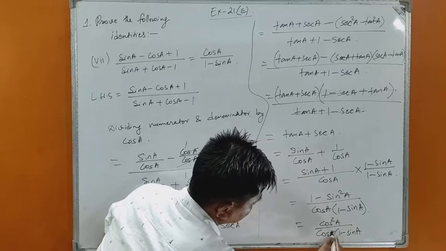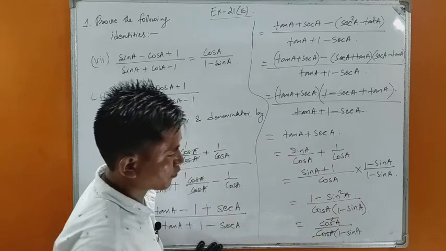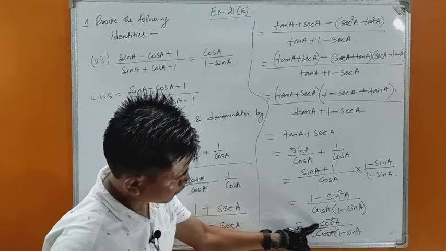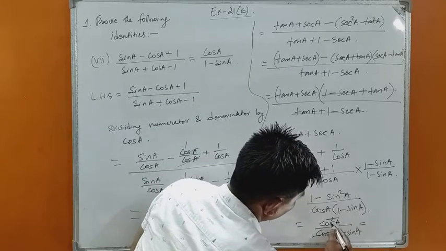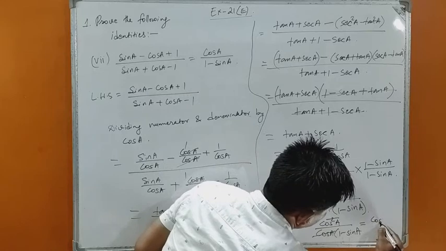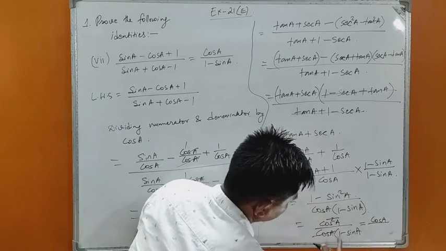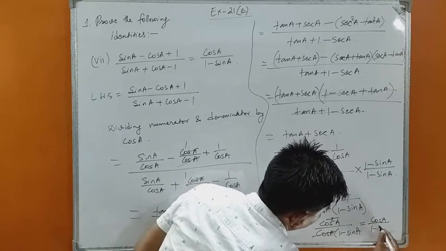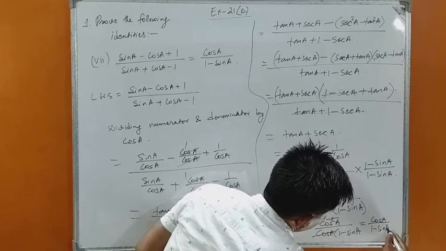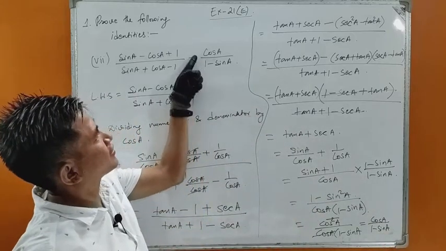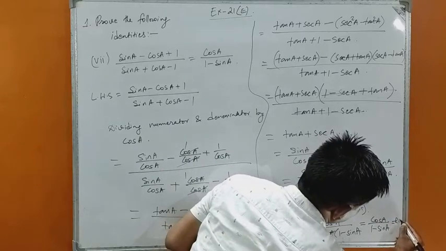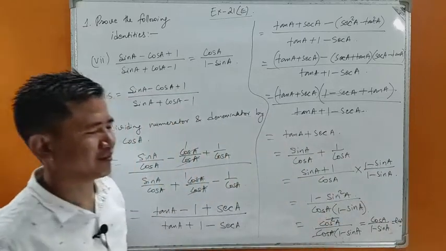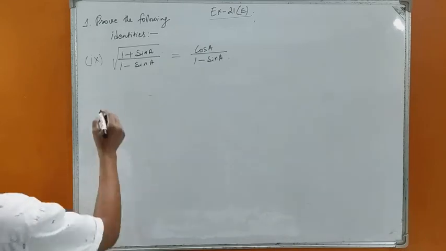So this cos A and this cos A from the numerator can be cancelled. Here in the numerator we have cos square A. So now remains cos A in the numerator, cos A upon in the denominator we have 1 minus sin A. So this is what we have in the right hand side, cos A upon 1 minus sin A equals RHS. Hence proved. I hope you got this.